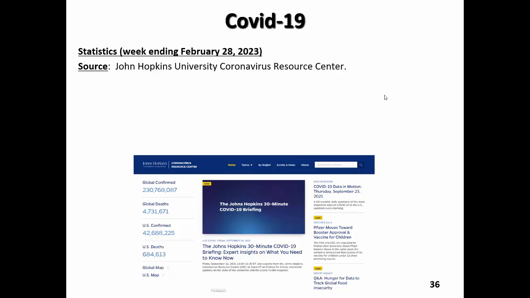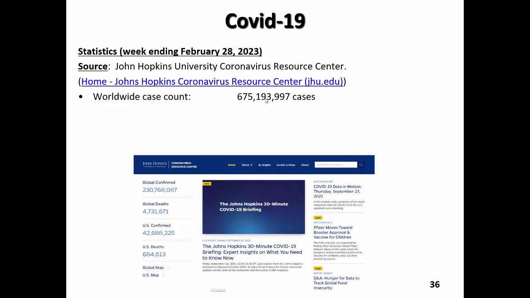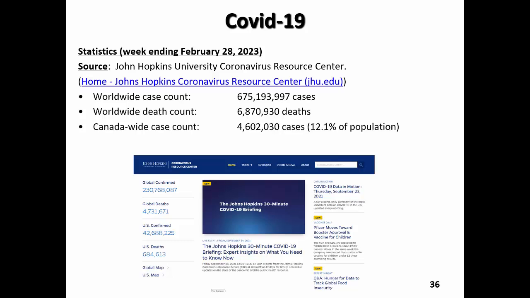If we look at another date for the week ending February 28th, we see a much larger number of case counts worldwide, with a much larger number of worldwide death counts. And we see that a similar pattern followed in Canada, with 4.6 million reported cases, with over 51,000 deaths, with a 1.1% fatality rate.